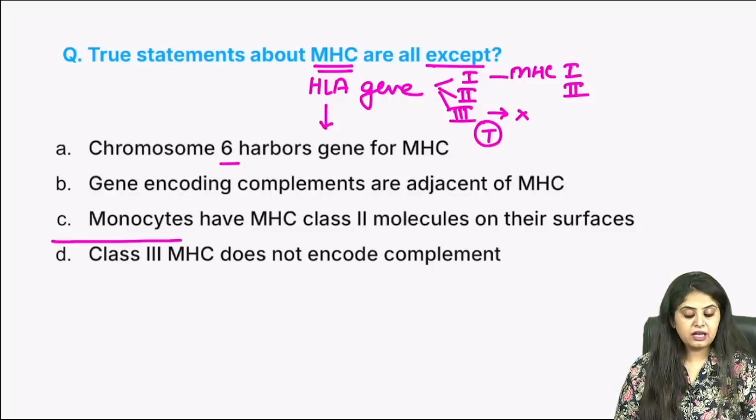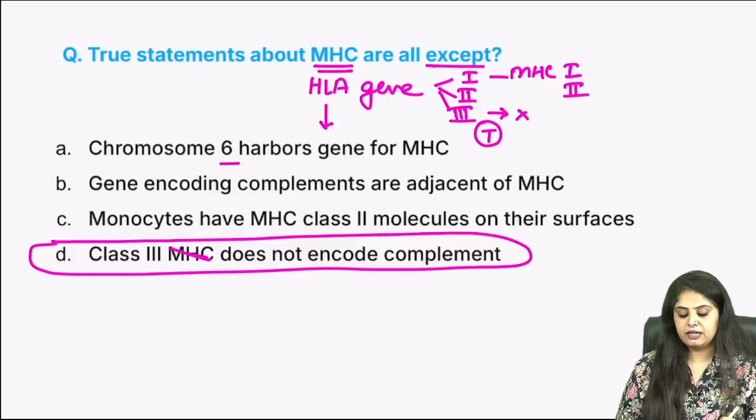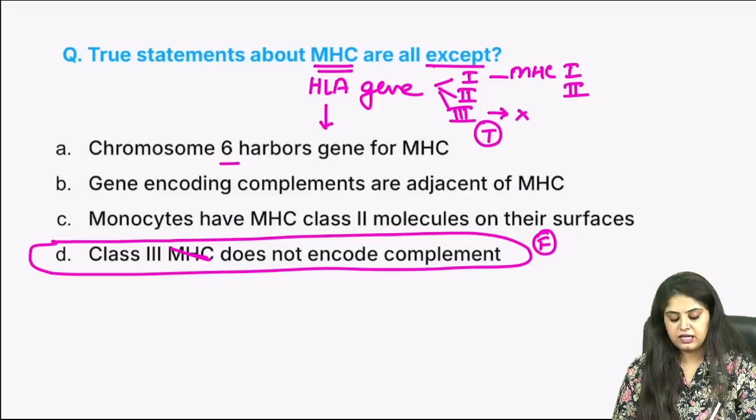So over here it says class 3 MHC. Now that is totally wrong because there is nothing known as class 3 MHC. If they would have written third type of HLA gene, that would have been correct, but class 3 MHC is the false answer over here. But this means all the others are correct.